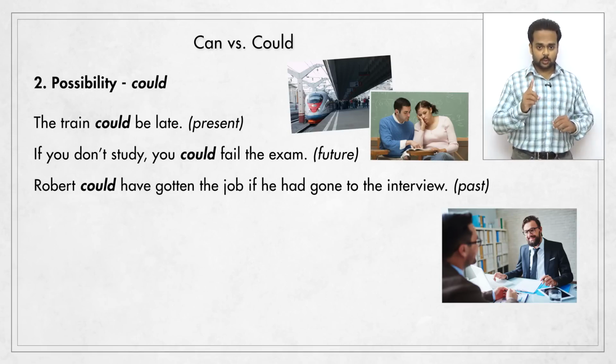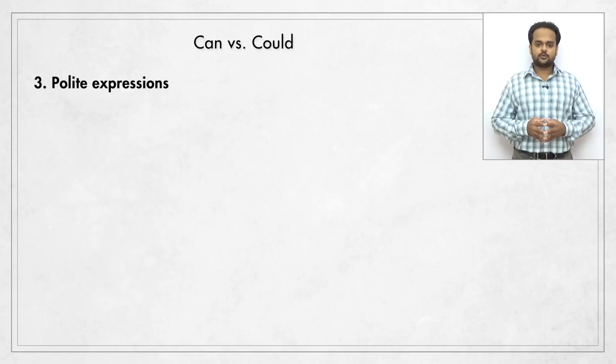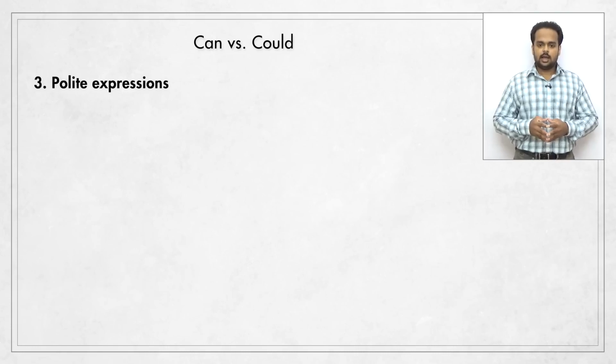But there is one situation where you can use can, and that is when you want to talk about general possibility. For example, you can catch a cold if you go out in the rain. Traveling across Europe can be quite expensive. You can see that these are just general statements about what is possible in the world. In this case, it's okay to use can, but this use is less common. Normally, when we talk about possibility in our lives, we use could. Remember that.